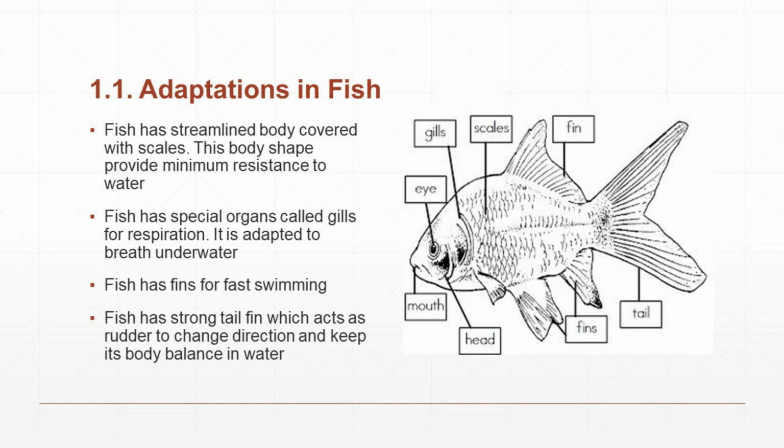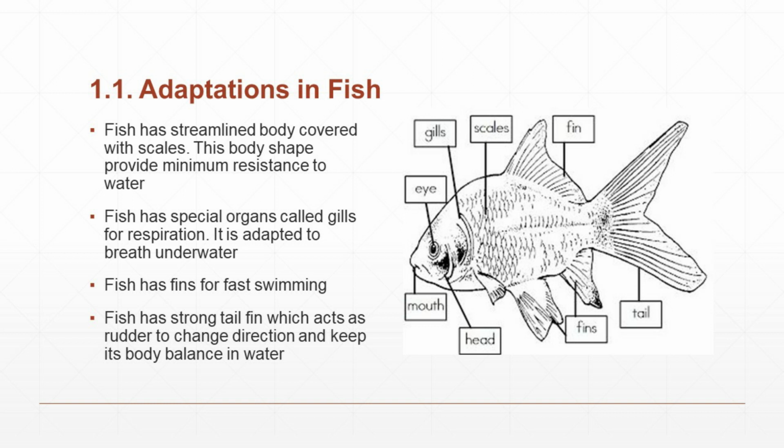The head, trunk and tail of a fish merge to form a streamlined shape. The streamlined body shape helps the fish to move through the water easily.